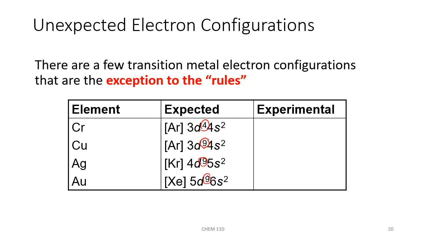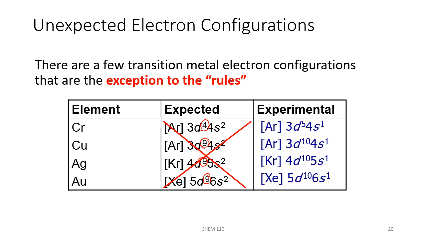So notice copper, silver, and gold are all in the same column. And the experimental electron configuration is not what the expected is. It's close, but it's a little bit different. It's actually, for chromium, 4s1 3d5. And for copper, it's 4s1 3d10. For silver, it's 5s1 4d10. And for gold, it's 6s1 5d10.